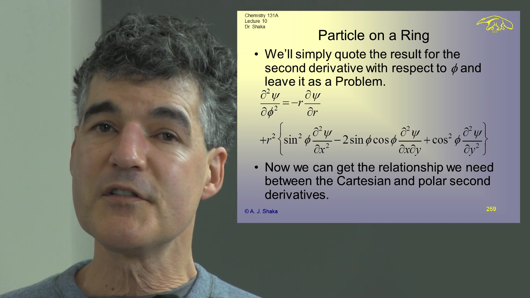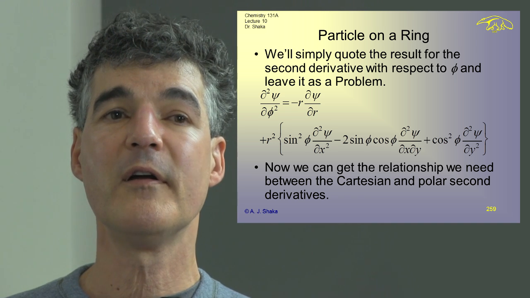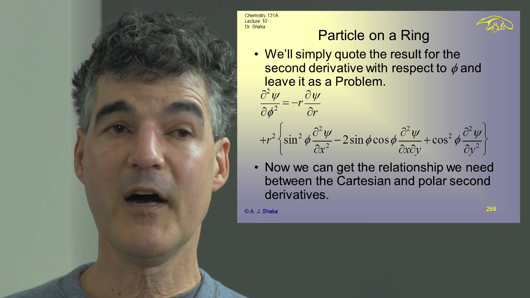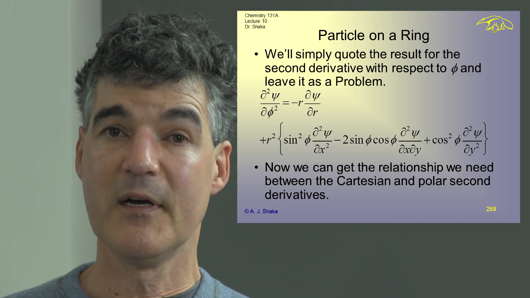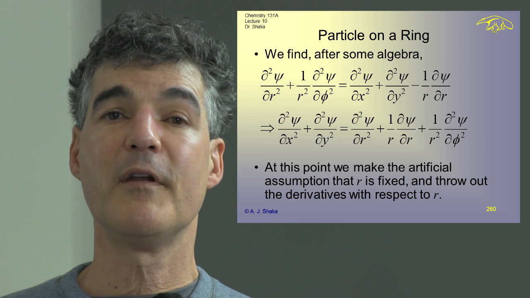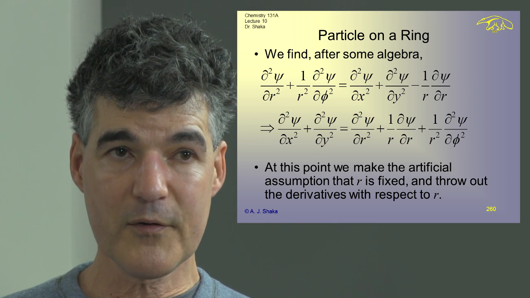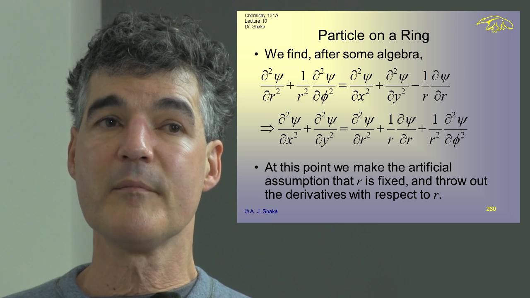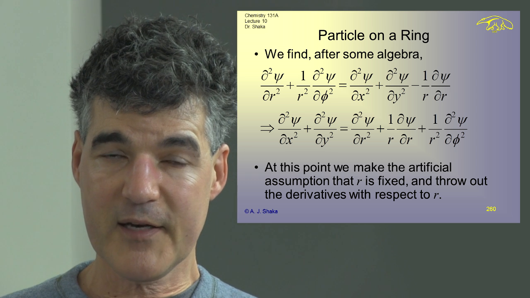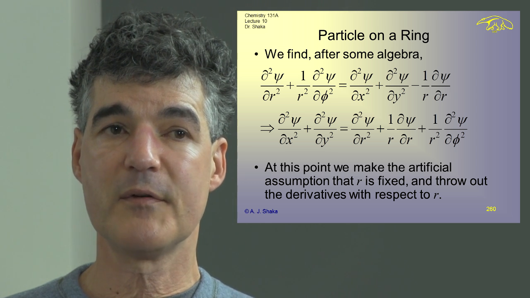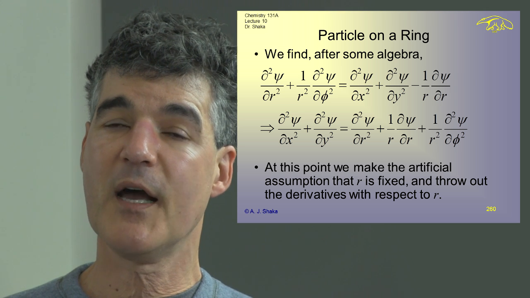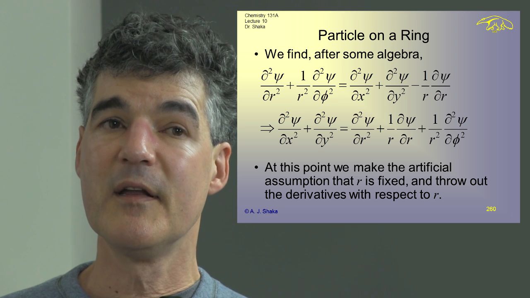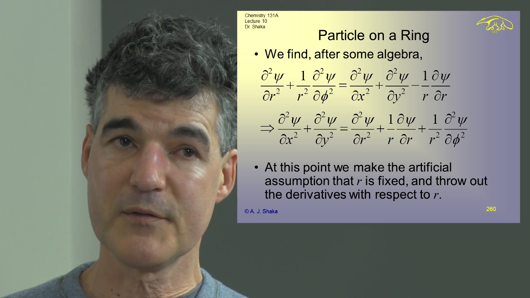And now we can get the relationship we need between the Cartesian and the polar second derivatives, because now we have these second derivatives with respect to r and with respect to phi, and we know what they are in terms of with respect to x and y. It's still quite a bit of algebra, and again, I'll leave that for you. I'll quote the results so you can see what it is, but there's still quite a bit of algebra to do. And what you find out then is that the second derivative of psi with respect to x squared plus the second derivative of psi with respect to y squared is equal to the second derivative of psi with respect to r squared plus 1 over r times d psi dr plus 1 over r squared times the second derivative of psi with respect to phi, with respect to the angle.